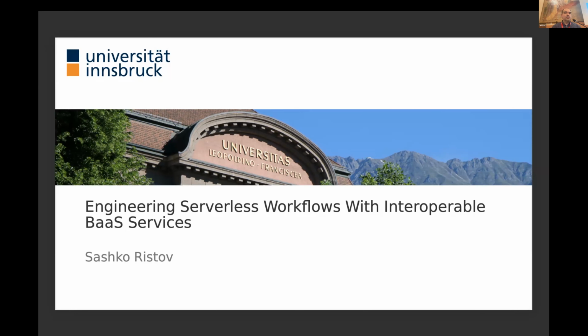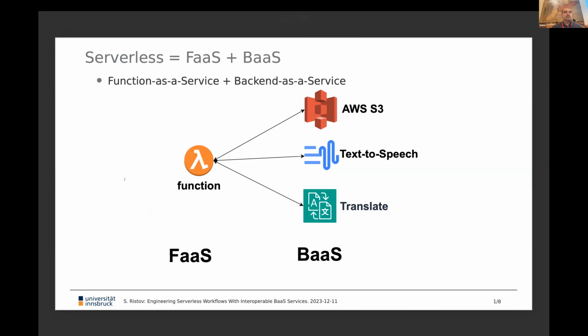Okay, this talk will be about a slightly different topic that we started this year to research again in federated clouds, but now with backend as a services. So engineering serverless workflows with interoperable BaaS services. So serverless is function as a service plus BaaS as a backend as a service. So functions may, as we saw earlier in one previous talk, functions may call external services. They can access storage or call text to speech or text to translate and so on.